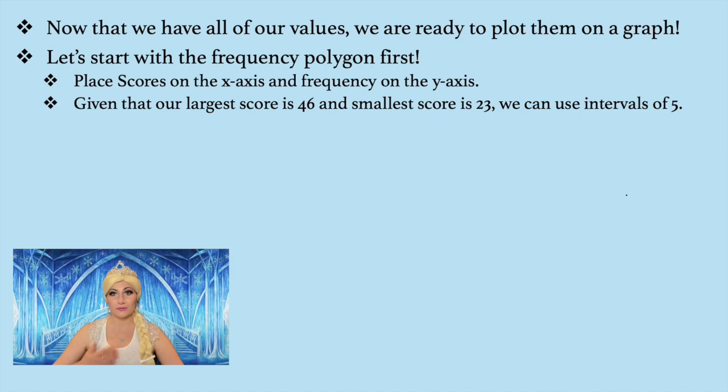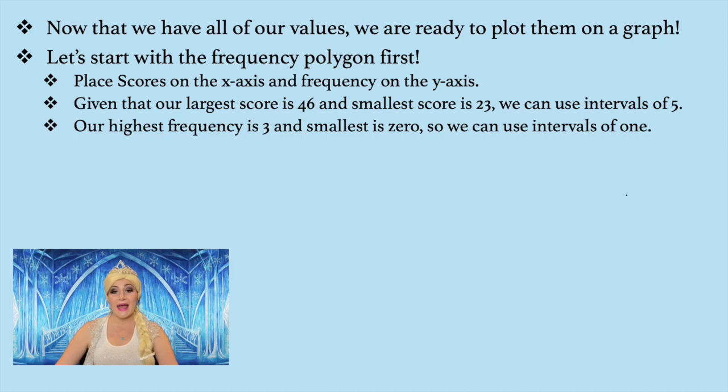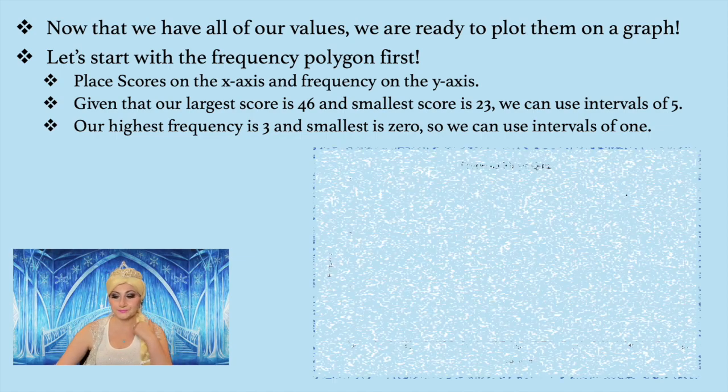So maybe we'll start from 20, 25, 30, 35, 40, 45, and 50. So your x-axis will be in increments of 5. Our highest frequency, if you recall, is 3. The lowest frequency we have is 0. So I don't think it gets easier than that. I think we can plot those in intervals of 1.